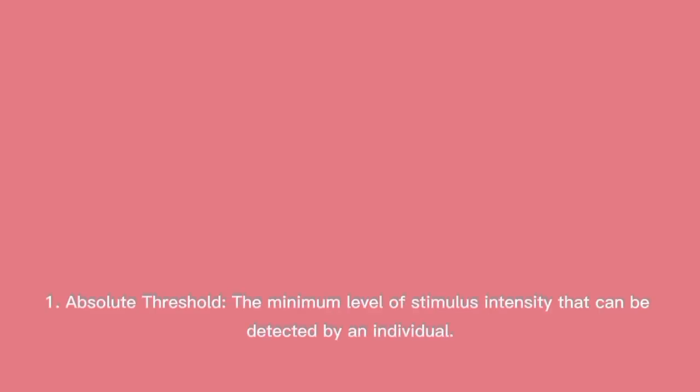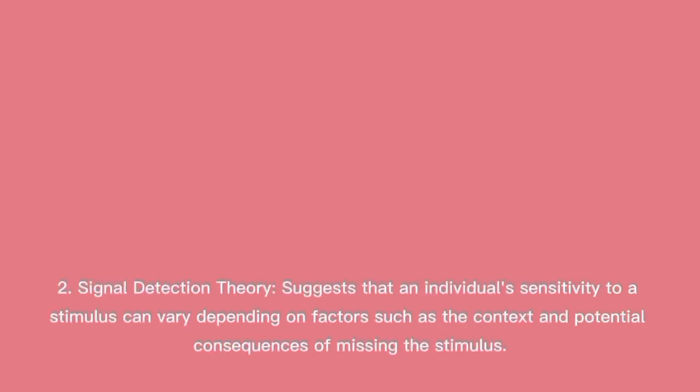Principles of perception. 1. Absolute threshold. The minimum level of stimulus intensity that can be detected by an individual. 2. Signal detection theory suggests that an individual's sensitivity to a stimulus can vary depending on factors such as the context and potential consequences of missing the stimulus.